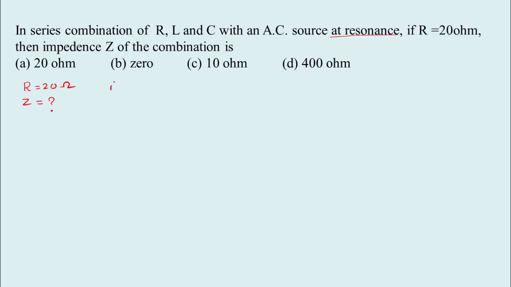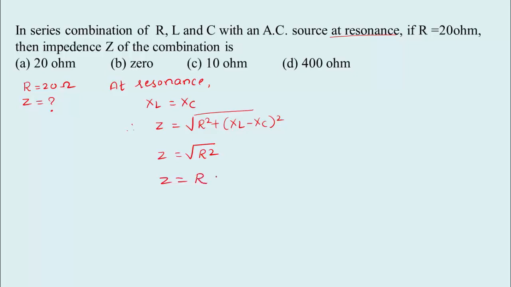impedance. But we know that at resonance, XL equal to XC. Therefore, we can write Z equal to R, because we know the relation Z equal to root of R square plus XL minus XC whole square. Here XL and XC are equal, so remaining is only R square, that is we can get Z equal to R value, that is 20 ohm. So you can directly write the answer 20 ohm if you know at resonance XL equal to XC. So 20 ohm means option A is right.